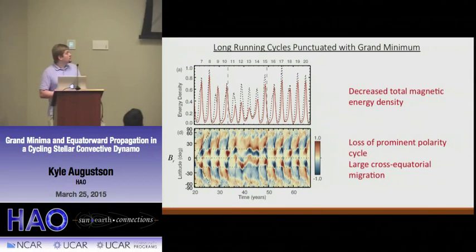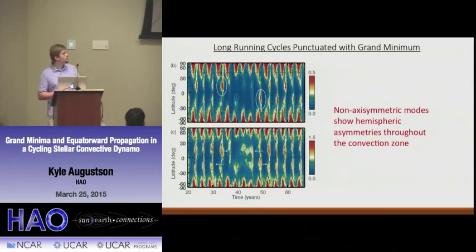But what you can see relative to previous cycles is that you have this loss of the prominent polarity cycle. So here, you lose your heartbeat. And you have these large excursions of flux across the equator. So we can ask what initiates these? And it seems that, it's not conclusive proof, but it seems that you have a hemispheric asymmetry. In particular, you have a hemispheric asymmetry in the non-axisymmetric modes.